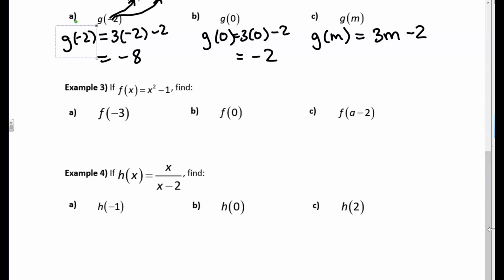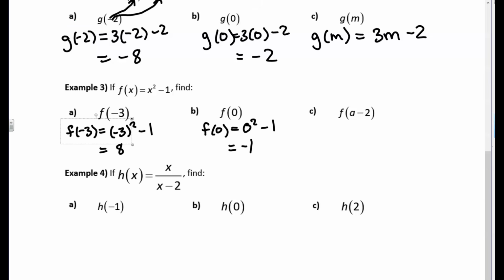I want you guys now to do A and B on question 3. Again, watch your exponent laws. -3 squared is 9, minus 1 is 8. F of 0 gets you -1.